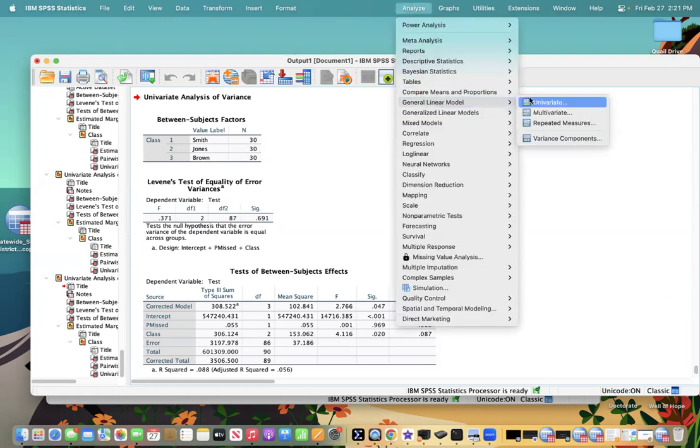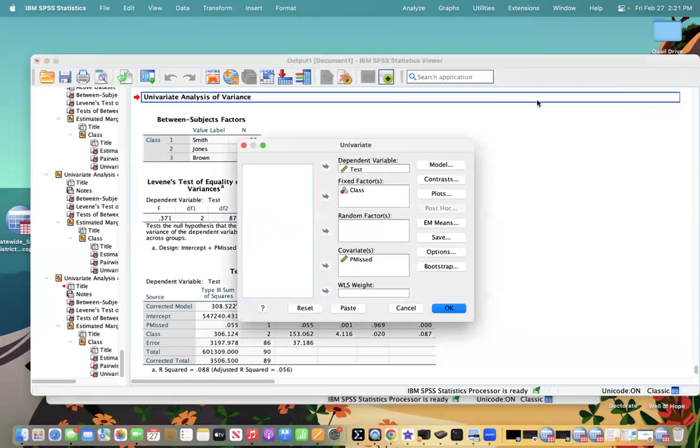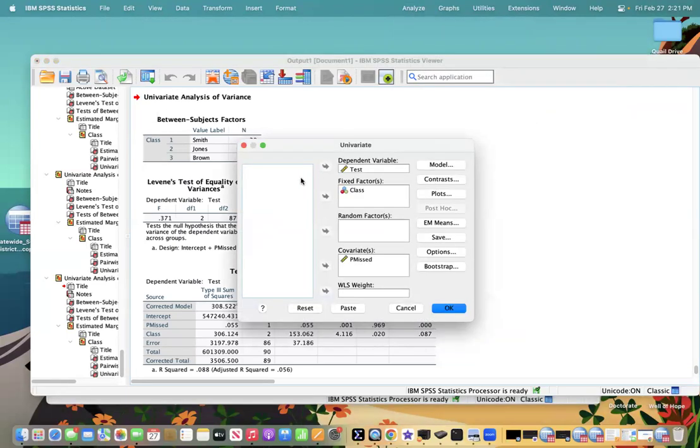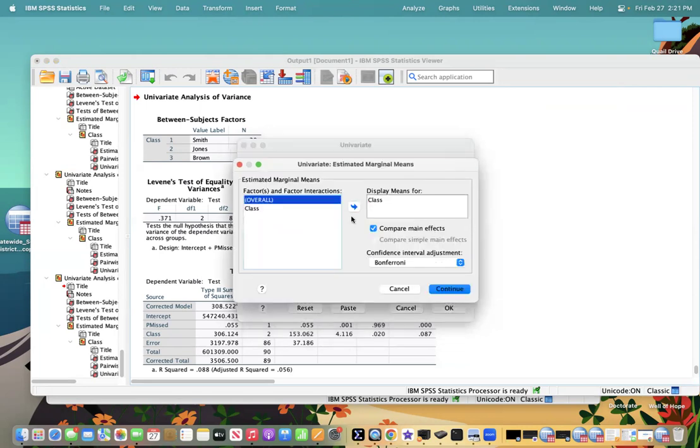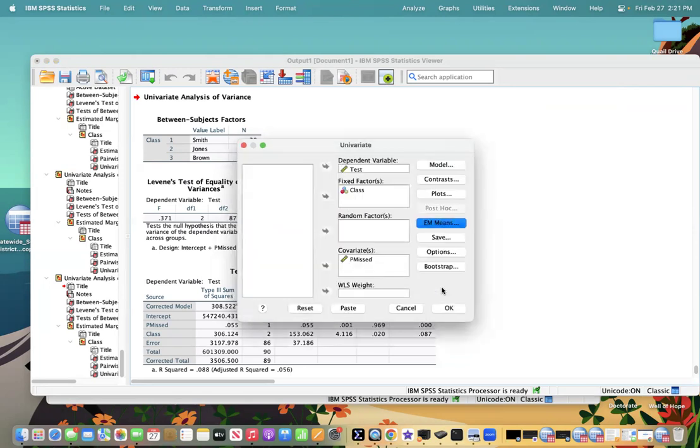General Linear Models, Univariate. From here, we've moved over test into the dependent variable, class into fixed factors, and periods missed into the covariate. We're going to click at this point EM Means, where we make sure class is over, the compare main effects are checked, and Bonferroni.